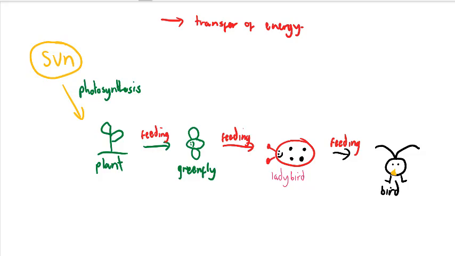So firstly, in this food chain, there are 4 levels in the food chain. Now each level in the food chain is called a trophic level. So this is trophic level 1. This is trophic level 2. This is trophic level 3. And this is trophic level 4.